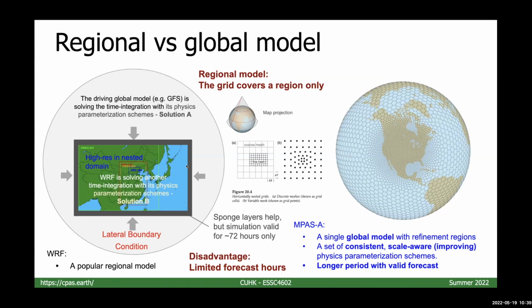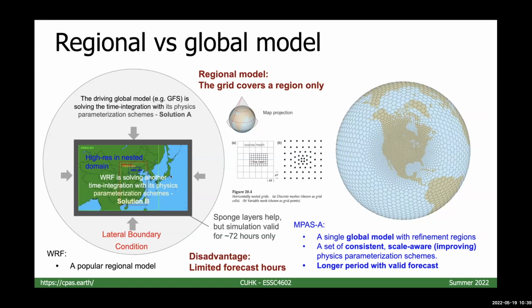And there is actually a numerical technique that tries to minimize the error due to fitting an incompatible solution into the regional model. It is called a sponge layer, but we don't need to go into detail for it.